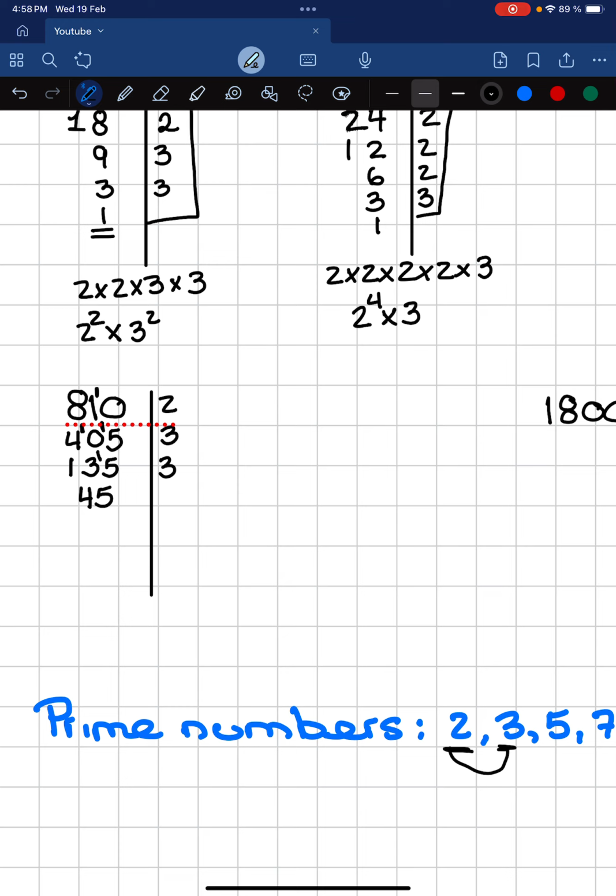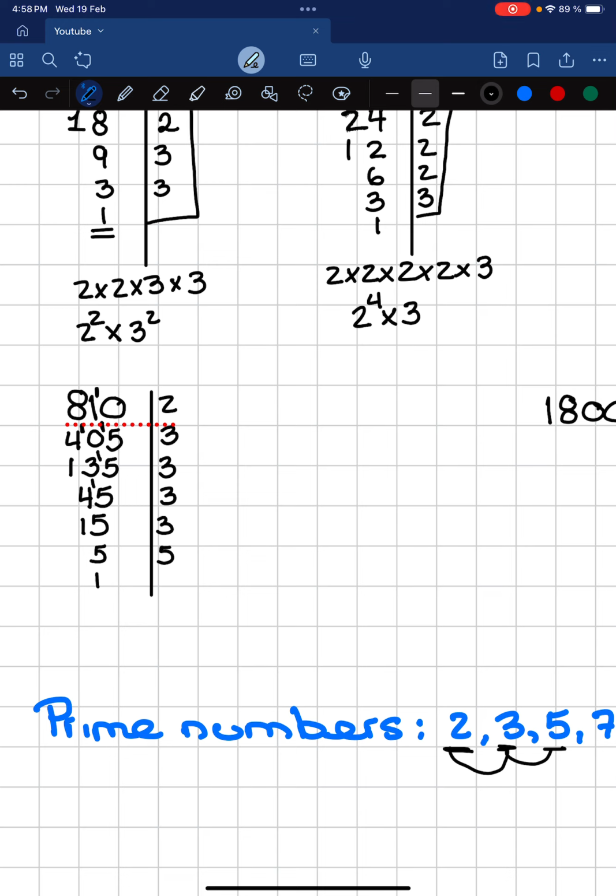Now, can we continue dividing by 3? Yes, because 4 plus 5 is 9. So I divide by 3. 3 in 4 fits 1 time with a remainder of 1. And 3 in 15, 5 times. Can we continue dividing by 3? Yes. And 15 divided by 3 is 5. 5, we cannot divide by 3, so we jump to 5. And 5 divided by 5 is 1.